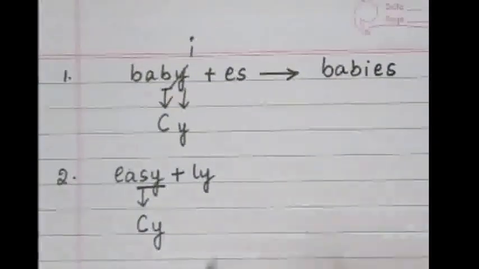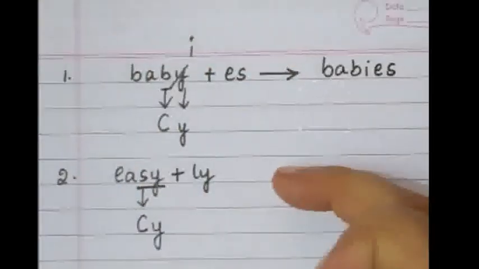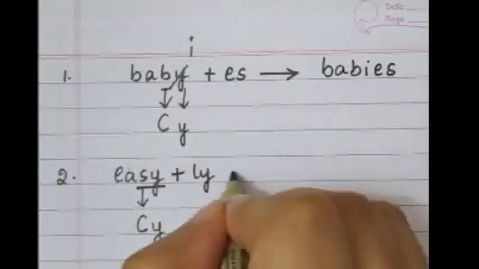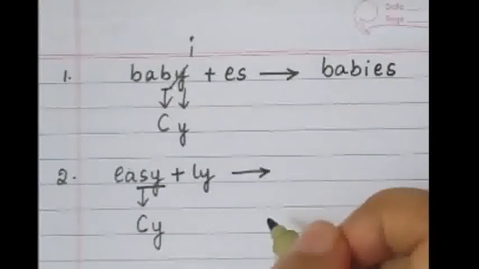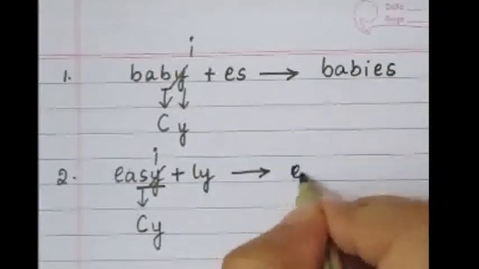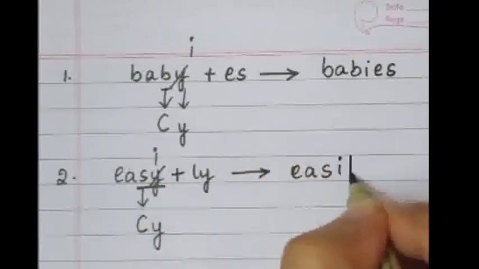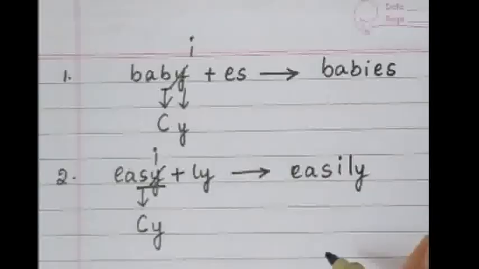And now I'm adding the suffix ly to it. I'm adding a suffix. So yes, the conditions for this rule are satisfied. So when I create the word easily, the Y must get replaced by an I. So EAS, replace Y with I, LY, easily.